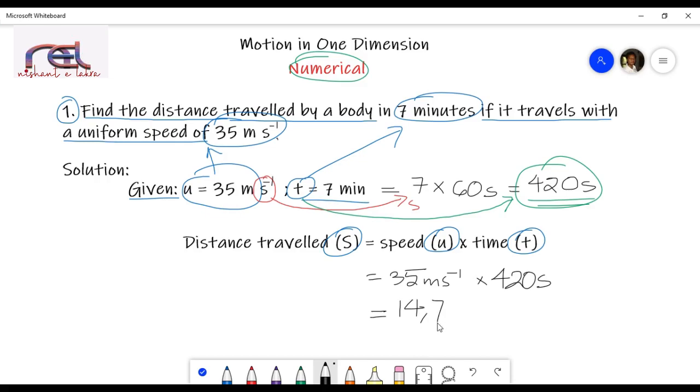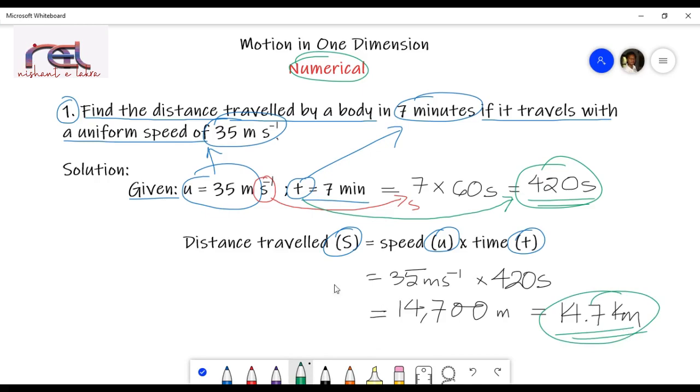and after we multiply it we will get distance traveled as 14,700 meters. Okay, 14,700 meters. Now when we convert it into kilometer, then it will be 14.7 kilometer. How do you convert? By dividing meter, right, by how much? By 1000. So 14,700 divided by 1000 is 14.7 kilometer. I hope you have understood this.